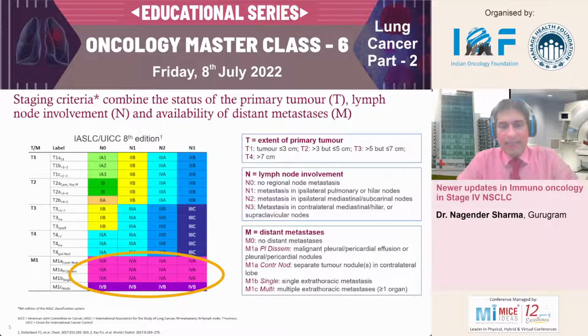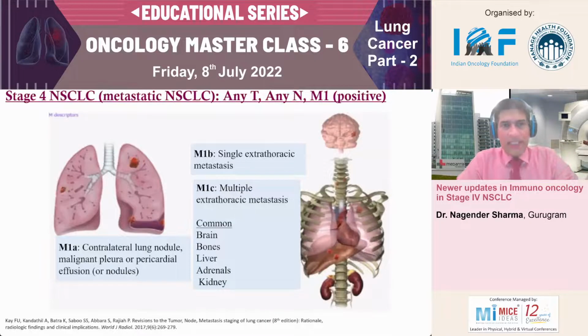M1A is when there is disseminated involvement, such as malignant pleural effusion or pericardial effusion or pleural or pericardial nodules. M1B is when a single extrathoracic metastasis is present, and M1C is when there are multiple extrathoracic metastases. In stage 4 NSCLC, we all know the most common sites of advanced disease or metastatic sites are brain, bone, liver, adrenal, and kidney.